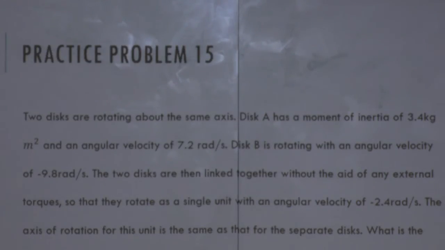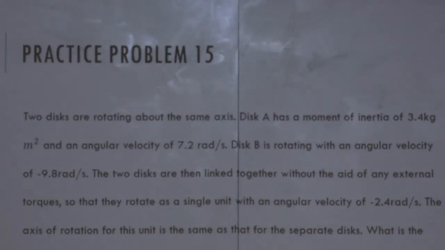So now we have two discs rotating about the same axis. Disk A has a moment of inertia of 3.4 kilogram meters squared and an angular velocity of 7.2 radians per second. Disc B is rotating with an angular velocity of negative 9.8 radians per second. The two disks are linked together without the aid of any extra torques, so they rotate as a single unit with an angular velocity of negative 2.4 radians per second. The axis of rotation for this unit is the same as that for the separate disks. What is the moment of inertia of disk B?